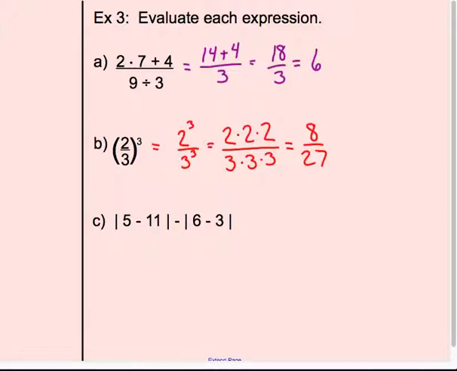Alright, last one on this page. We've got 2 sets of grouping symbols, the absolute values. So I will evaluate what's inside those first. 5 minus 11 is negative 6. 6 minus 3 is 3.